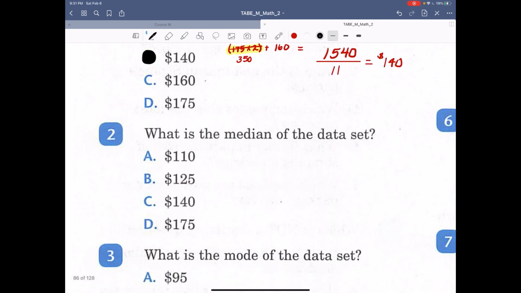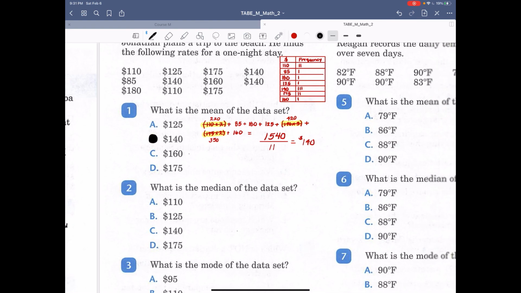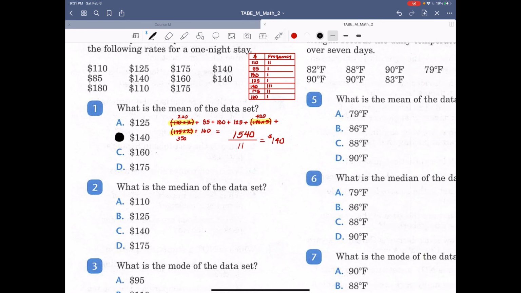What is the median of the data set? Now, this is the one personally that I hate the most because I'm lazy. To get a median, you have to put them in order, either ascending or descending. As long as they're in order, you're fine. I prefer ascending, so I'm going to start with the smallest one, which was the 85. And then I had a 110, and we had 2 of those. I recommend separating with commas.